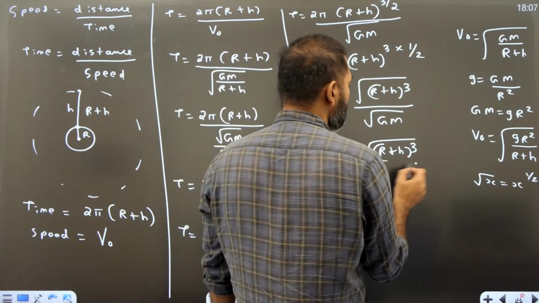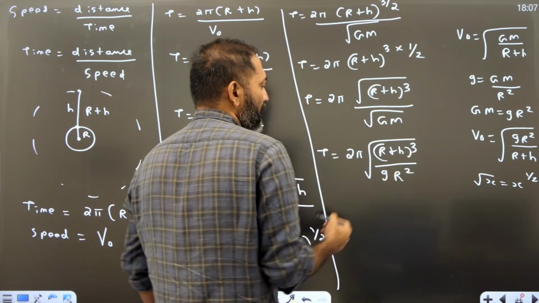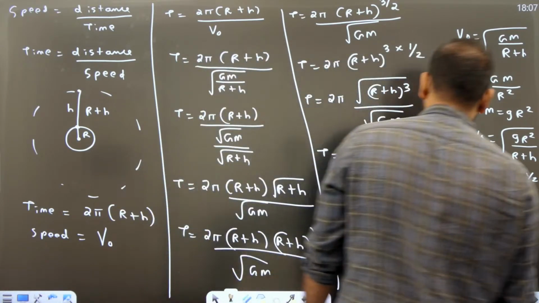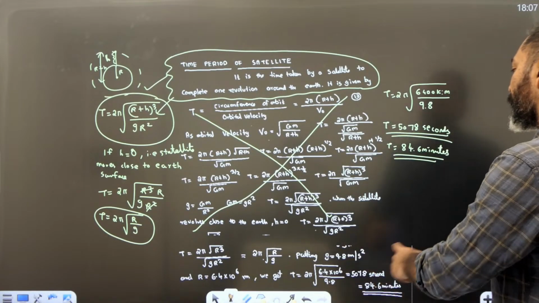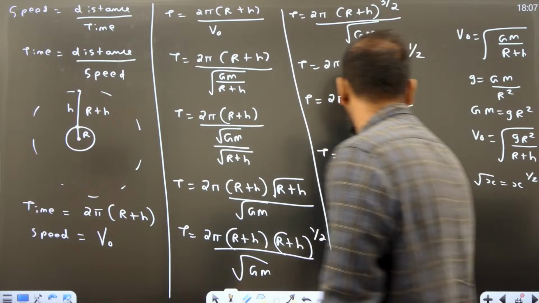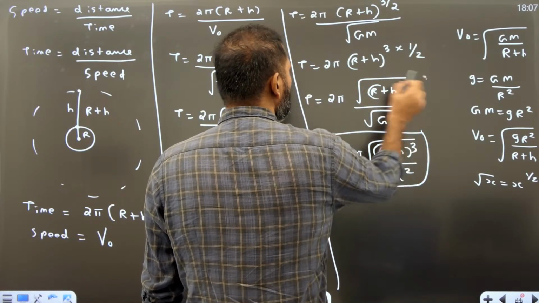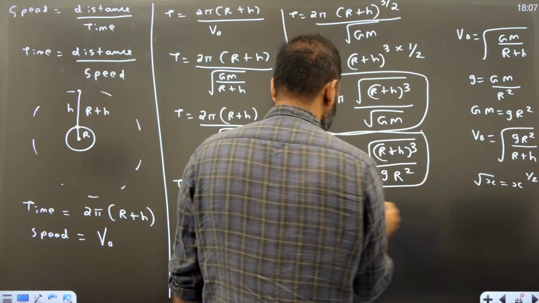Instead of GM we can write g r square. So this is the equation for time period of a satellite: 2 pi root r plus h whole cube divided by g r square. This is one equation. This is also an equation for time period. Now, special case.